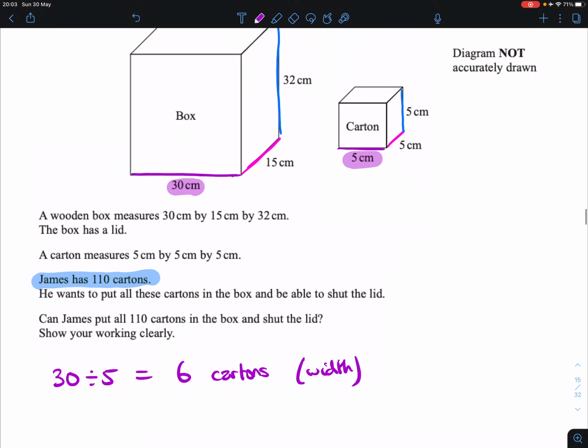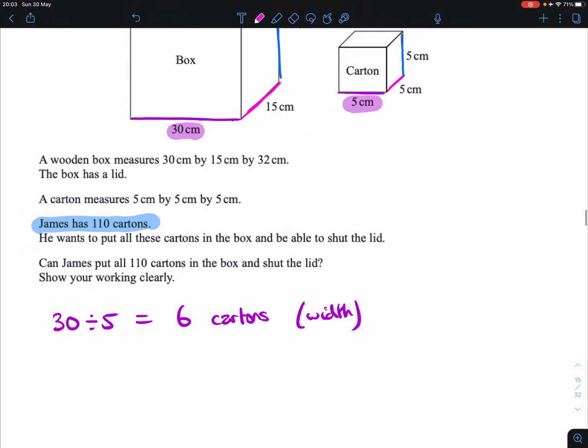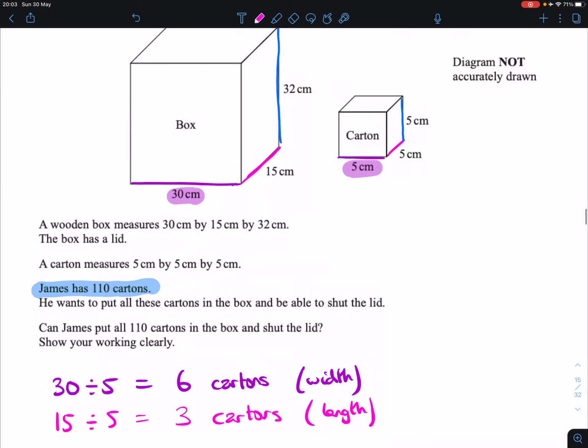So if I were to draw that, we could effectively have 6 cartons in like that, at least as far as the widths go. Now we look at the lengths, the 5 and the 15. 15 divided by 5 will give us 3 cartons as far as the length goes. So I can fit 3 cartons along like that. Let me just highlight that as well. So the 15 here and the 5 there.